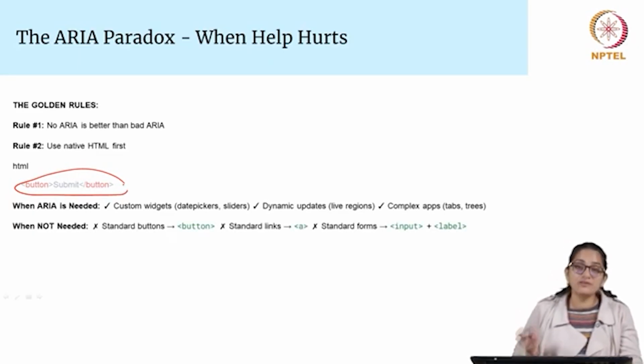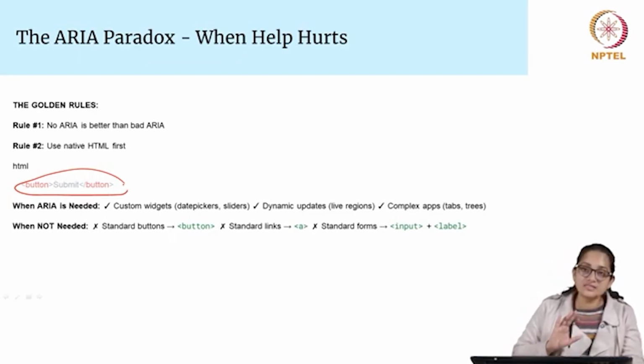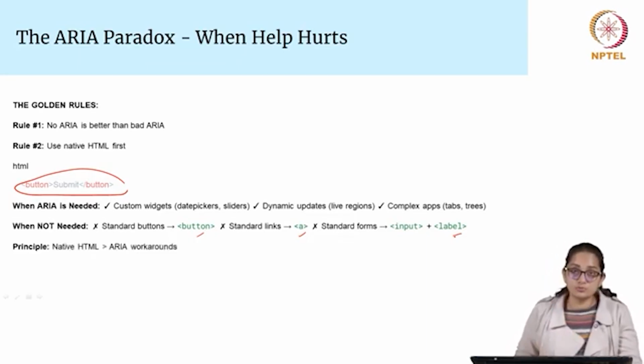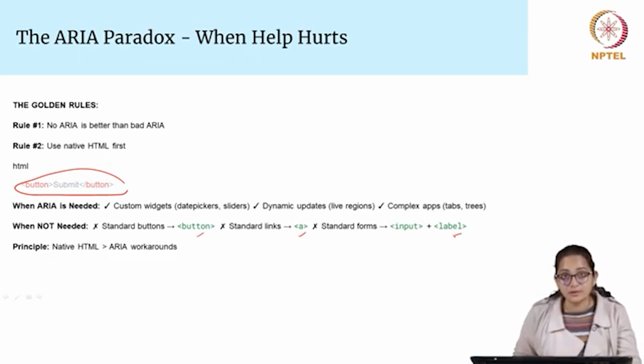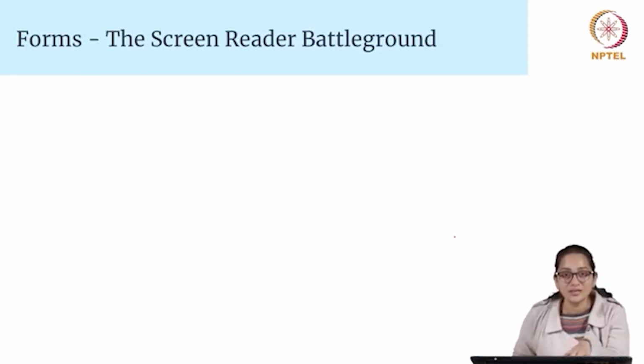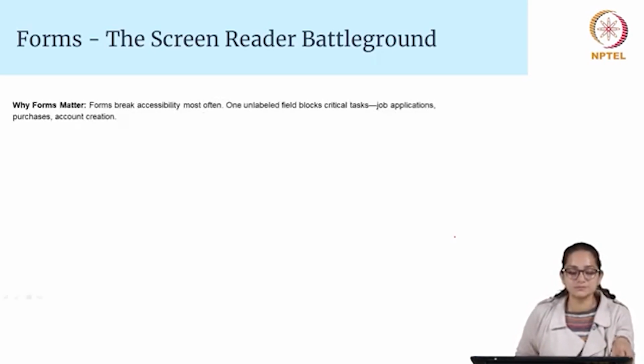When we are talking about standard buttons and standard links, use your standard HTML elements, which is your button, your link, label, A, input and label, all of that. Native HTML is always going to be better than ARIA workarounds. So make sure that you're fully aware of what ARIA does in order to really use it well, and use it in complex situations where you're thinking, and learn about it before using it.